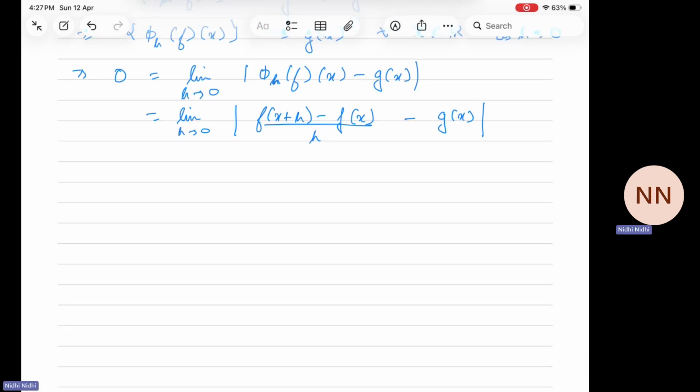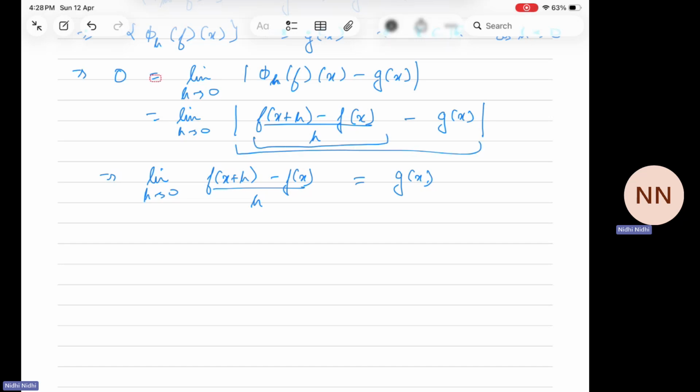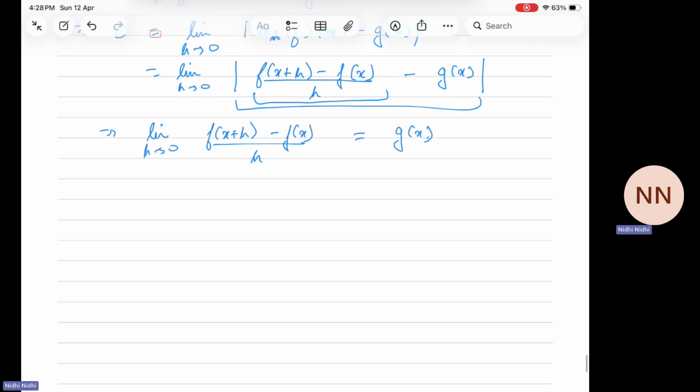And what does this mean? This means that limit h tending to 0 f x plus h minus f x upon h is equal to g x, because this g x is independent of h. Since this whole term was going to 0, this was exactly equal to g x. That means f is differentiable. Now, this is the definition of differentiability: differentiable at x and f dash x is equal to g.